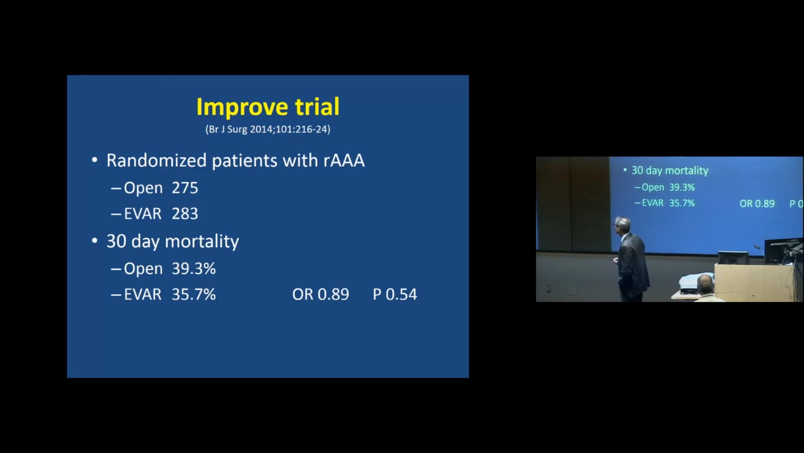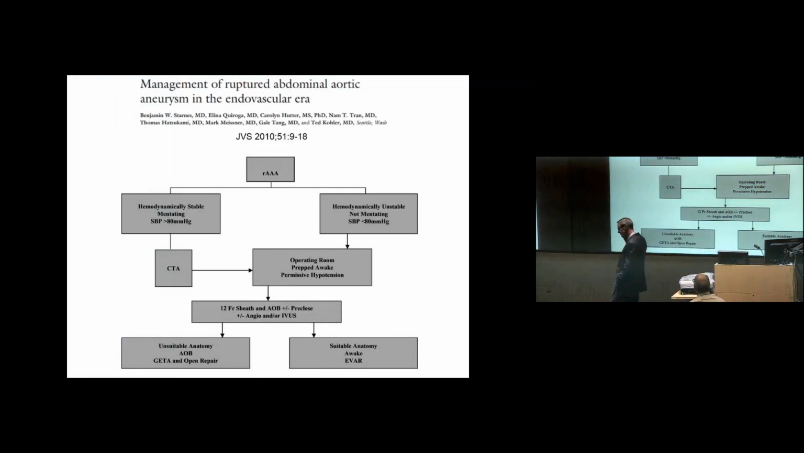The only randomized data to date is the so-called IMPROVE trial, which was conducted in Great Britain, published in 2014. And in this study, patients who presented with ruptured aortic aneurysm were randomized to either open or endovascular repair, and they found actually there was no significant difference in mortality between open repair, 39%, and endovascular repair, 36%. So it questions some of the other observational data on whether the endovascular repair really is superior for survival.